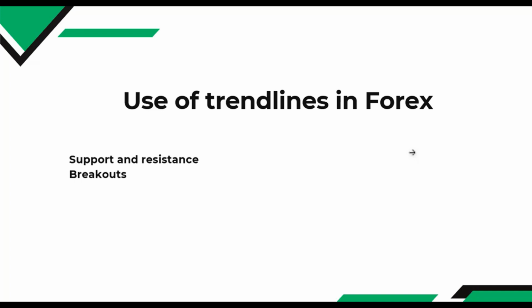Now the second use of trend line in forex is for identifying breakouts. Now a breakout occurs when the price moves beyond the trend line, indicating a potential trend reversal or acceleration in the same direction. Traders often look for breakouts to confirm entry signals.